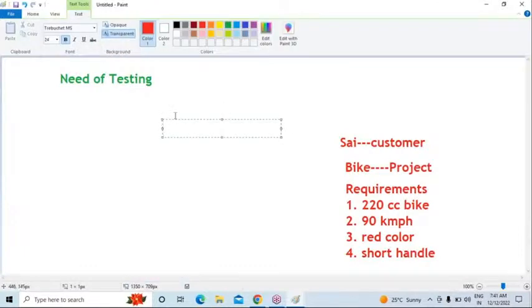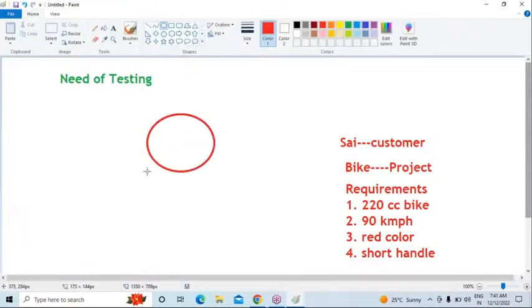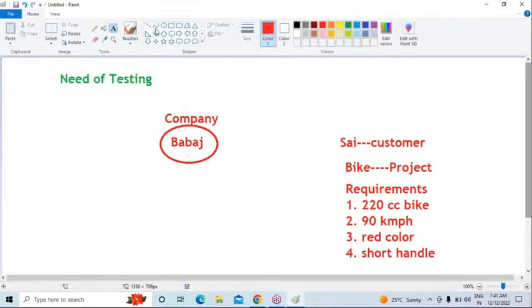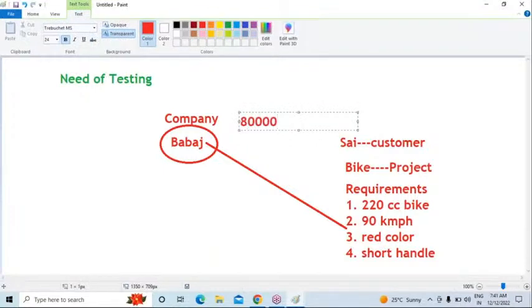So for example, assume it in the market, right? There are so many companies there. So he wants the Pulsar 220cc bike. Here Bajaj is the company. Initially I will give a quotation to that. Now the company is going to give the quotation, like in order to develop it, we are charging 80,000 rupees. Now Sai is going to agree to that. Okay, you can develop and provide me the bike. So at that time, the company people are getting a profit of like 10,000.